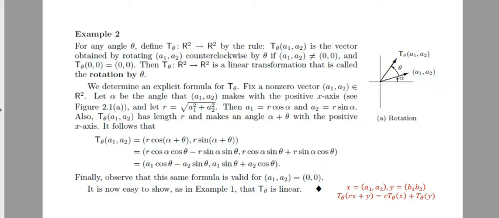Now we have this rotation by theta. The mapping is defined as T theta applied to a1, a2 as a1 cos theta minus a2 sin theta comma a1 sin theta plus a2 cos theta. Here we are rotating it by an angle of theta in the counterclockwise direction, and we define that T theta applied to 0, 0 is 0, 0. We again just have to show that T theta of cx plus y is equal to c times T theta x plus T theta y.